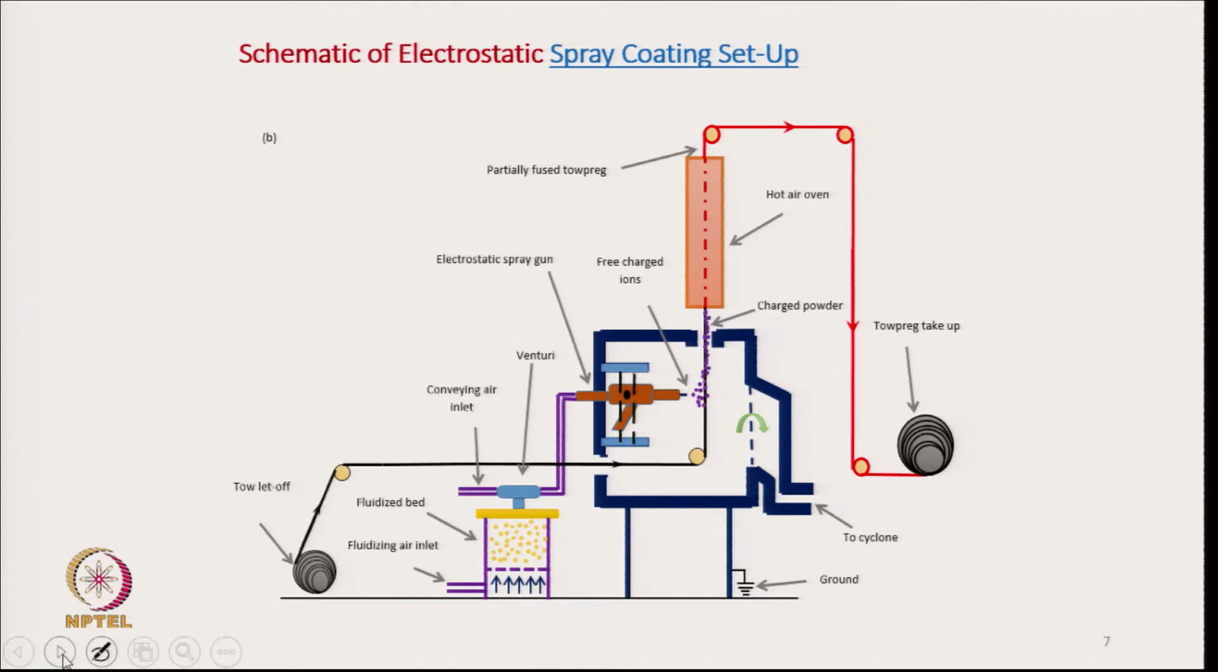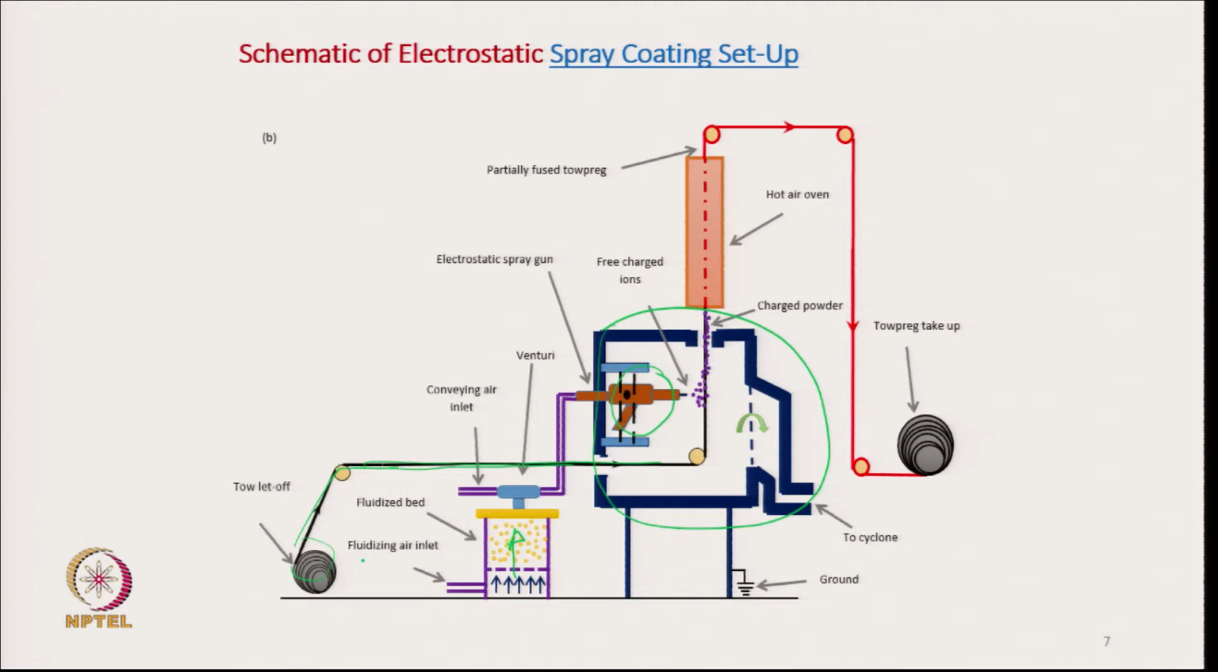Here the let off of the carbon tow is there and then the carbon tow is entering into the spray coating chamber. This is the spray coating chamber and this is the electrostatic spray gun, and polypropylene powder is coming from the fluidizing bed.